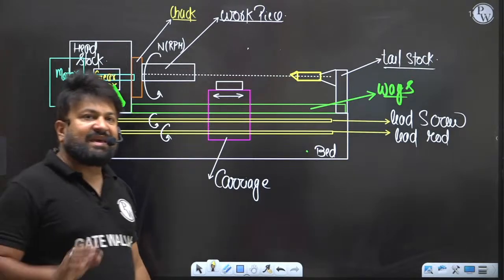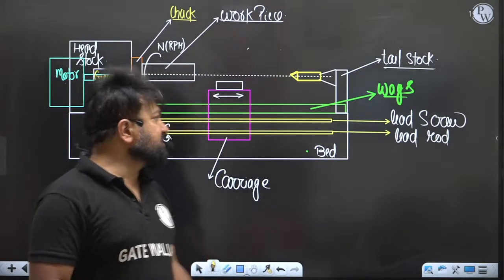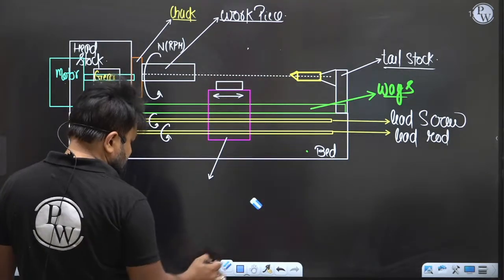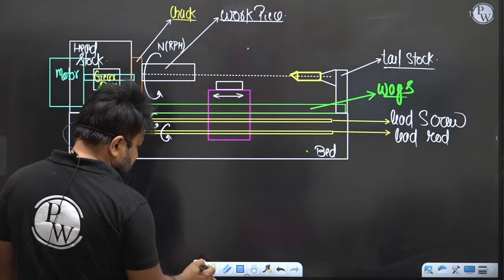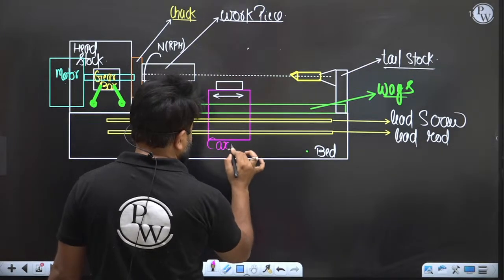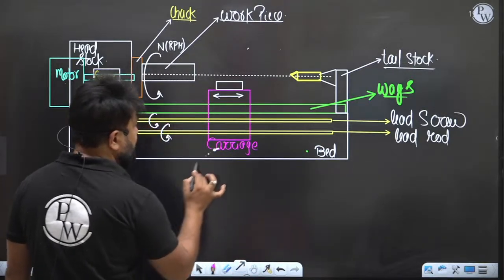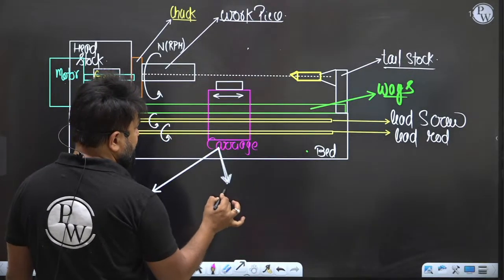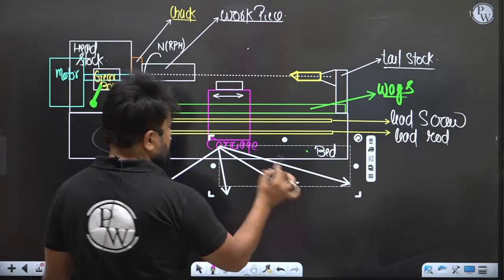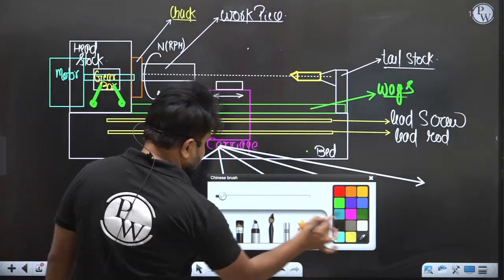My dear, carriage consists of several parts, right? Try to understand. Let me write down here. This is a carriage. Now the carriage consists of several parts, like I can divide this carriage into 5 components, right? See here.